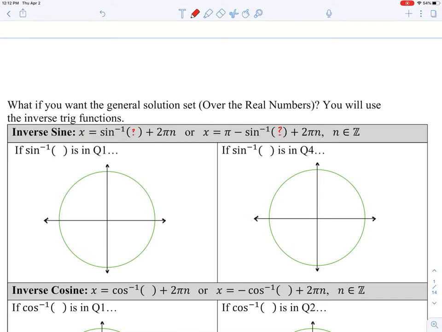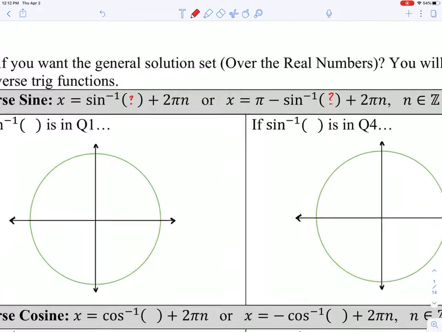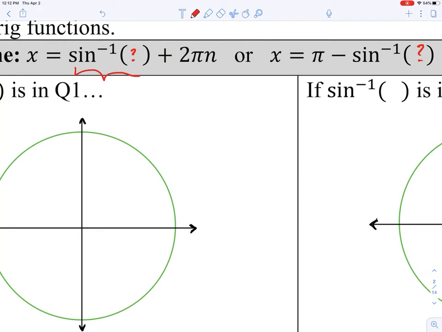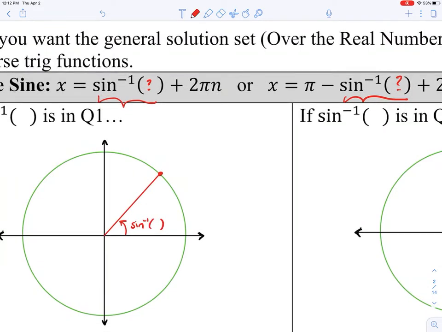Okay, so let's say that inverse sine represents an angle from quadrant 1. That would mean that you're taking the inverse sine of a positive ratio. So this part here represents an angle from quadrant 1. Drawing that picture. Then this angle right here would be the inverse sine of that positive ratio. And then pi minus inverse sine.